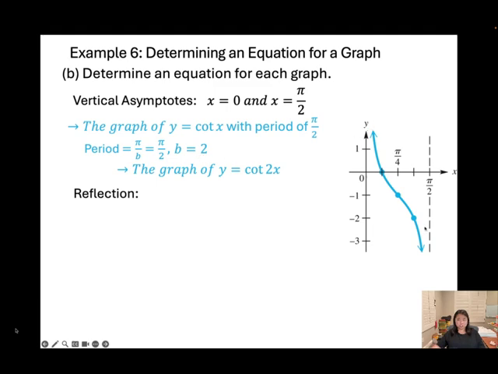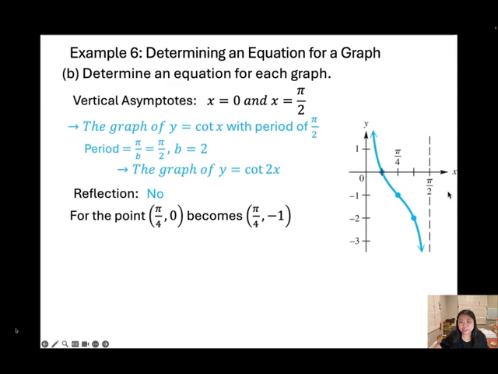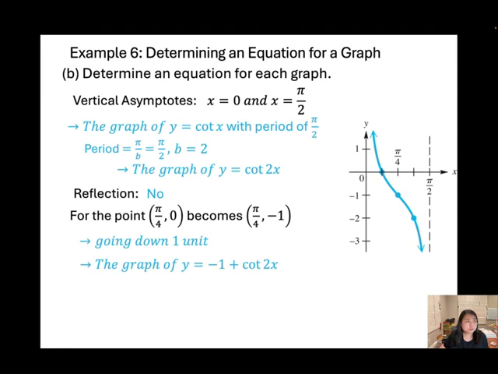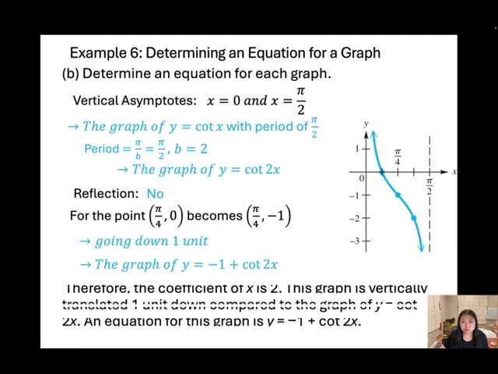Do they have the reflection? No, right? Cotangent is decreasing from left to right. And then for the midpoint here, it's supposed to be pi over 4 and 0, but right now it becomes pi over 4 and negative 1. So we can believe the graph is shifted down 1 unit. So that would be negative 1 plus cotangent 2x.